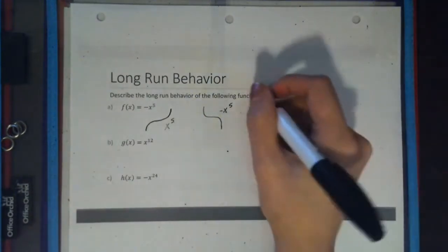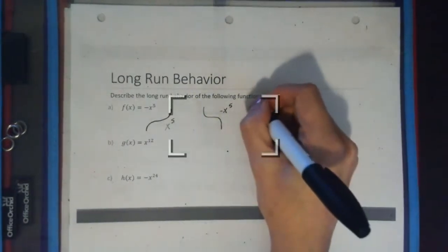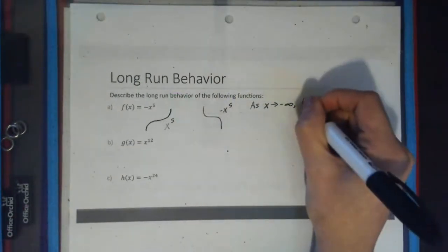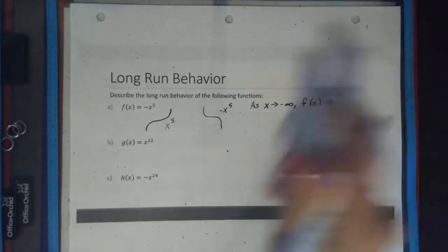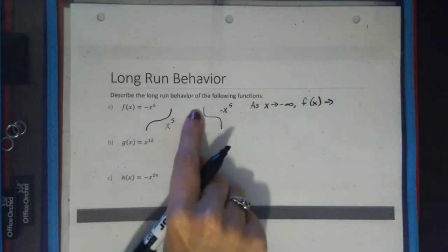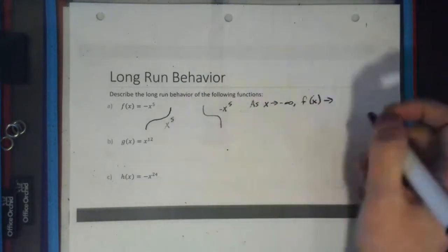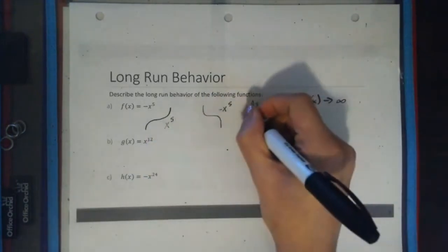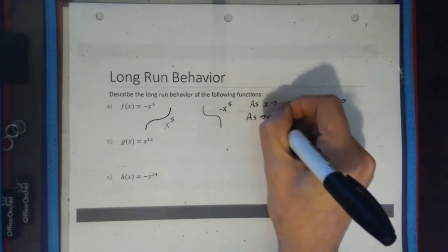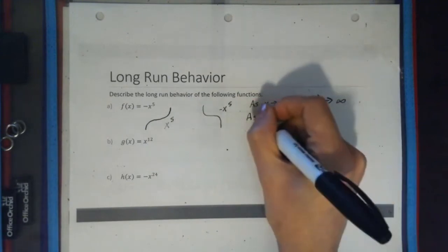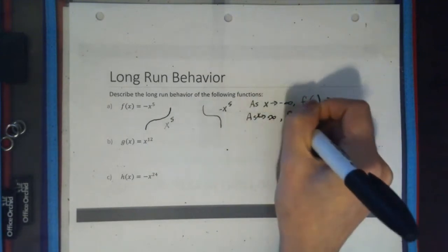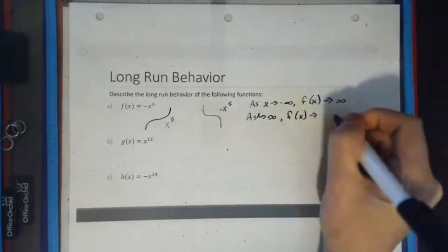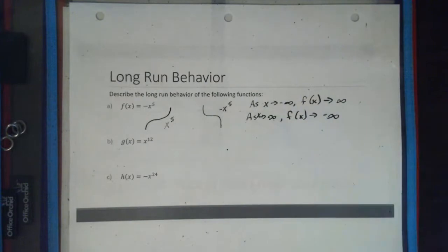So for our long run behavior, we would say as x goes towards negative infinity, so as we go to the left, our function values, our y values are going up, so our function values go towards positive infinity. As x goes towards positive infinity, so as we go to the right, what happens to our function values? As we go to the right, we're going down, so f of x goes towards negative infinity.